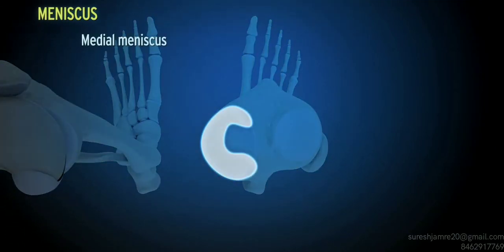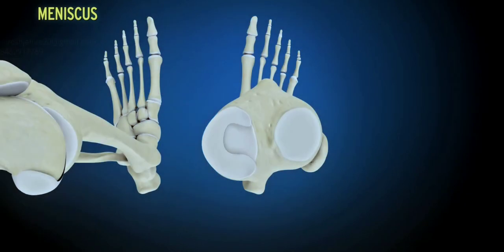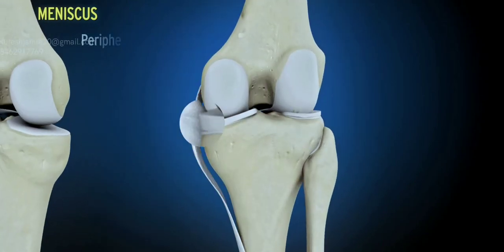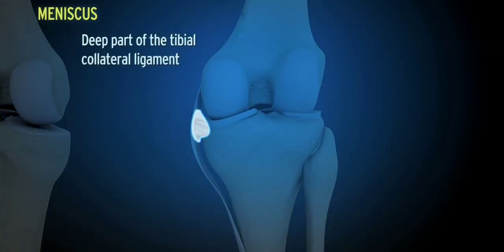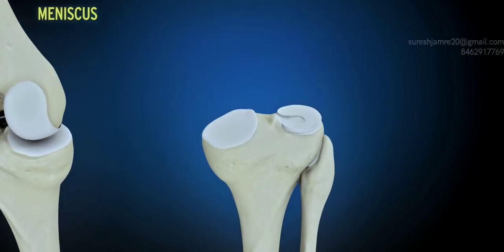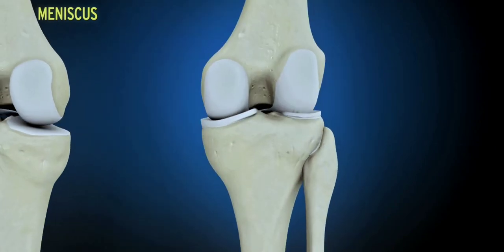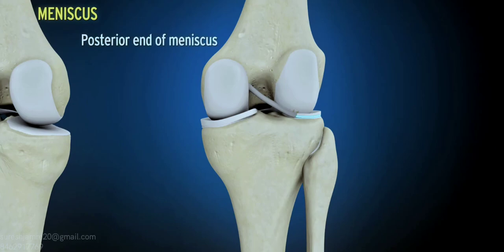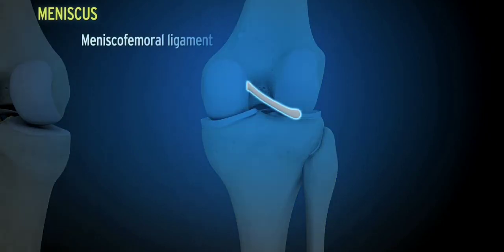Medial meniscus is semicircular, wider behind than in front. The peripheral margin of the medial meniscus is adherent to the deep part of the tibial collateral ligament. Lateral meniscus is nearly circular. Posterior end of meniscus is attached to the medial condyle of femur through meniscofemoral ligaments.